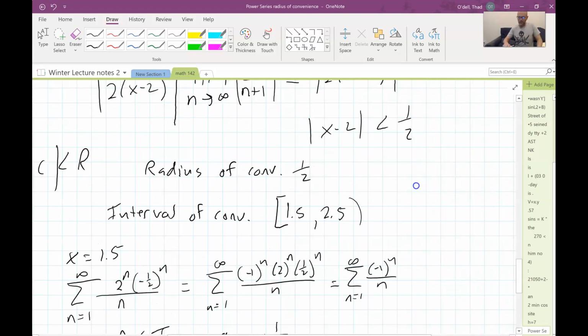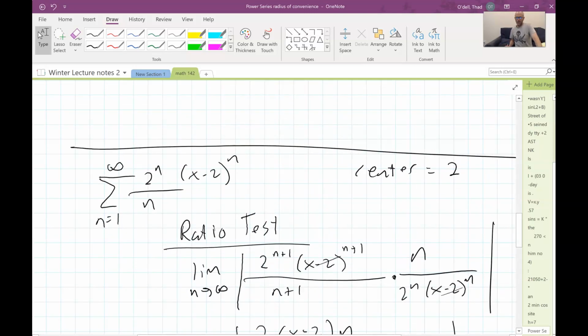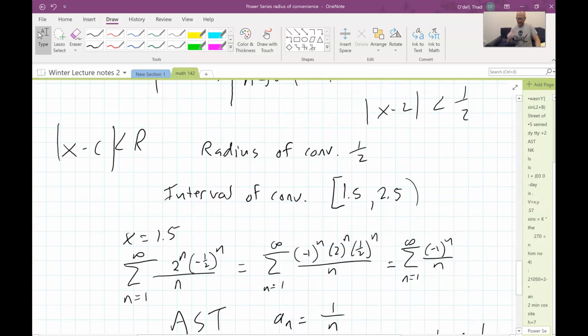So again, what that means is that for this original power series, as long as you're at 1.5 up to, but not including, 2.5, the series will converge. Anything outside of that will diverge. So anything outside of this interval, if we plug those numbers in for x, the original series will diverge. Anything inside this interval, if we plug it in for x, the original series will converge. Okay, so that's the introduction to power series.